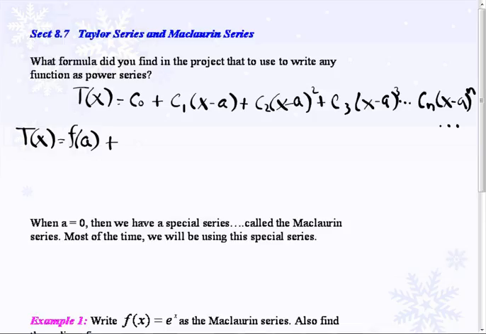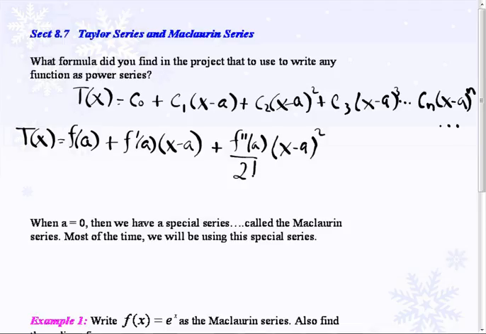Guys, shh. It's f prime of a, x minus a. I'm going to do something to help us in a second. What was the next one? F double prime of a over 2 factorial, x minus a squared. Hey, guys. It doesn't matter if you're going to go get your picture taken. You need to be listening right now.